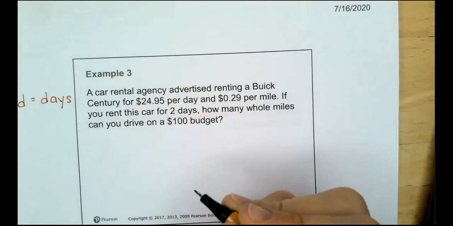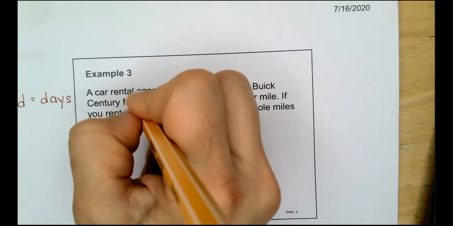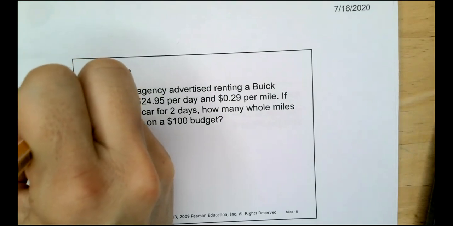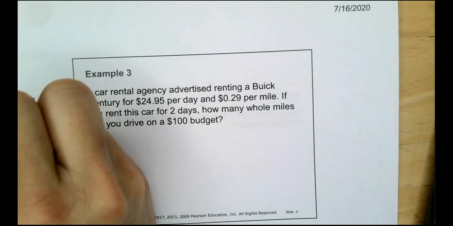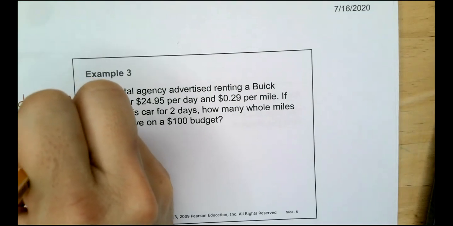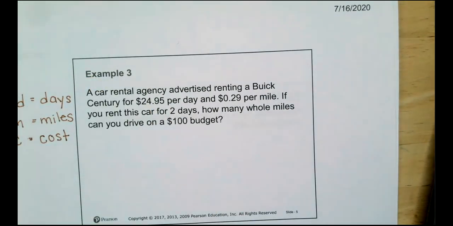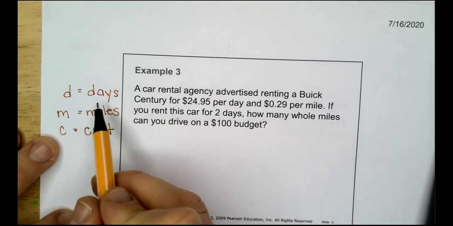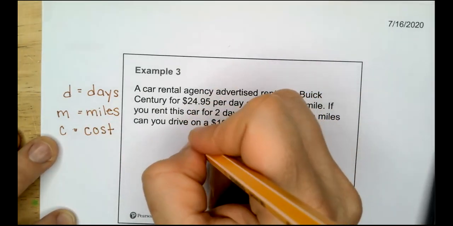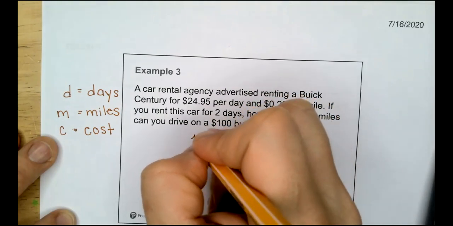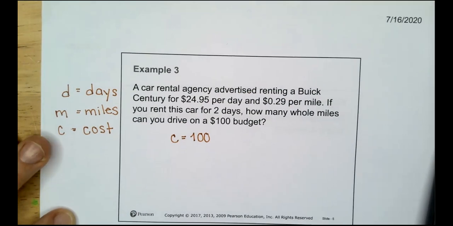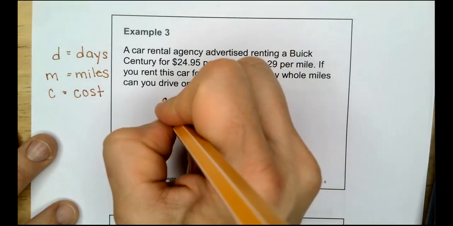What numbers do we have? We have a number of days. We have miles. And we have the cost to rent the car, right? So we don't just have one variable, we have 3 variables. You have $100, right? I'm renting my car for 2 days.